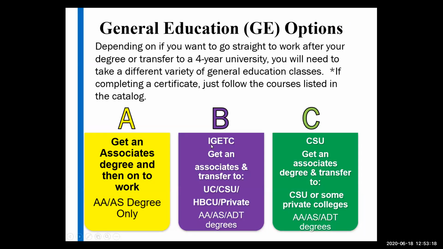Option B, which they call IGETC, is for general education courses that will transfer to a UC or CSU, as well as many private schools and HBCUs. Option C will transfer just to the CSUs, in addition to some of the private schools. So you want to make sure that you're following the correct option for the correct associate's degree that you want.